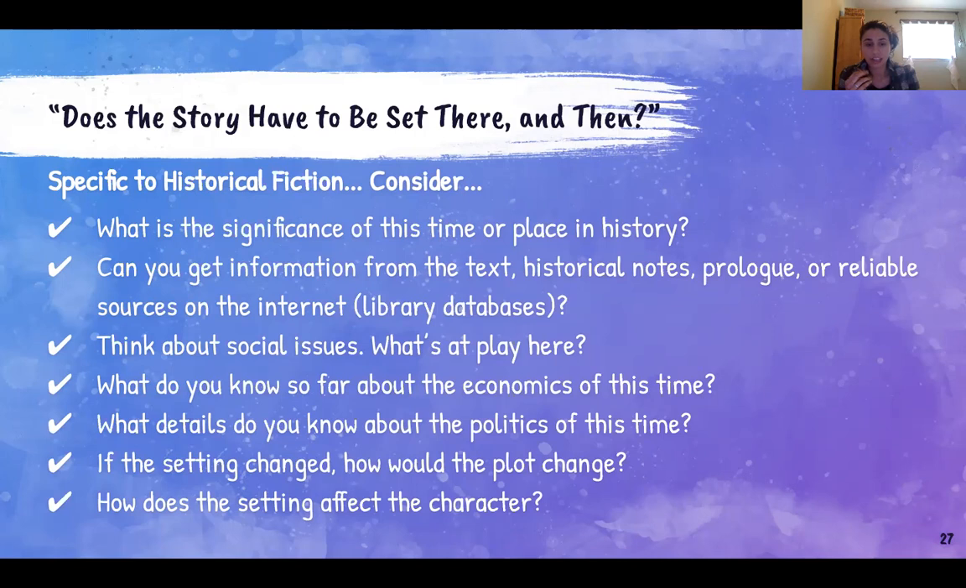Then think, if the setting changed, how would the plot change? How does the setting affect the character? In sci-fi, fantasy, and historical fiction, the setting plays a huge role and dramatically influences the character and the plot. And stopping to notice that teaches you a lot about the story.